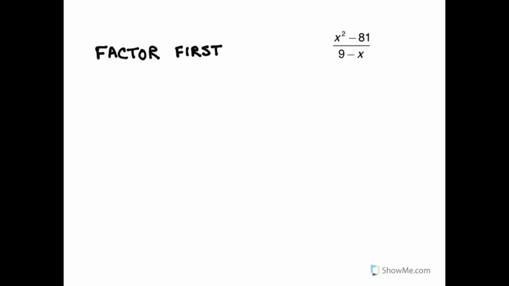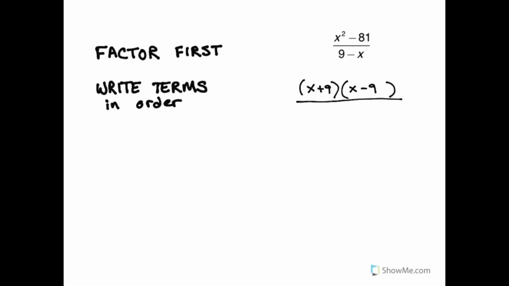I want to simplify x squared minus 81 over 9 minus x. First, x squared minus 81 is a difference of squares. It's x plus 9 times x minus 9. The denominator, 9 minus x, isn't written in the right order. We should write the x term first. It's a negative x, and the 9 second. It's a positive 9.